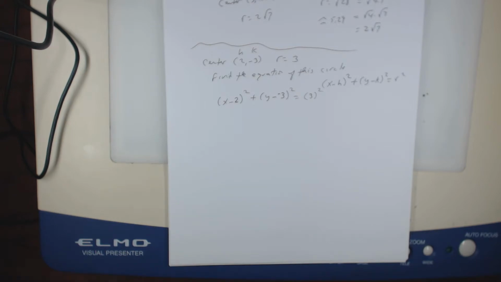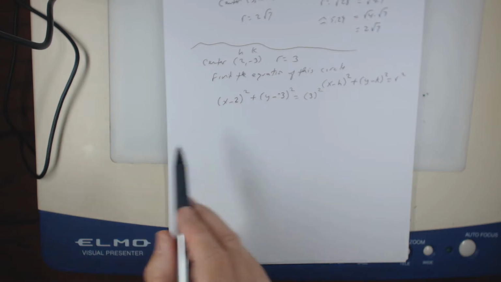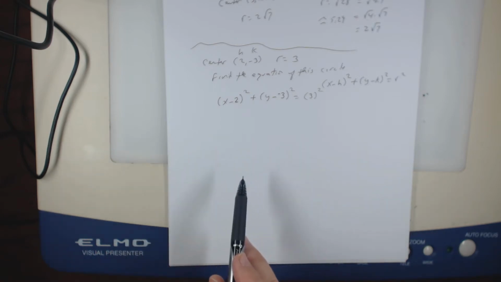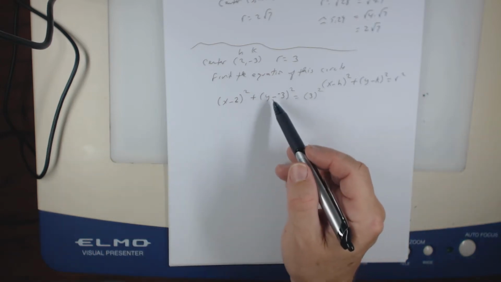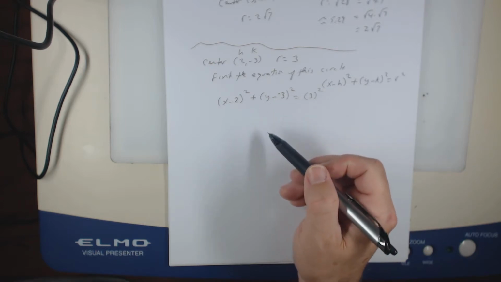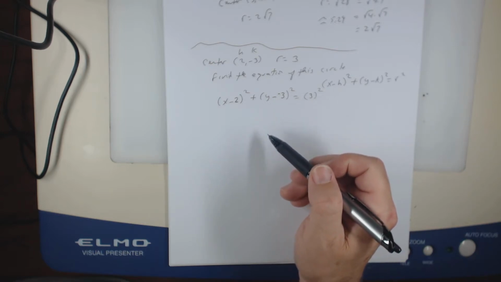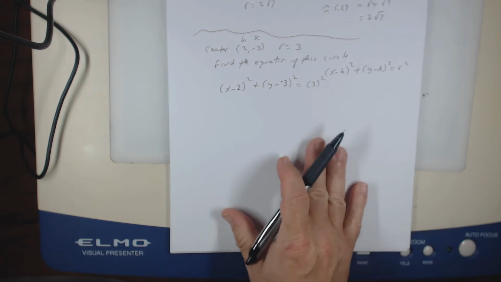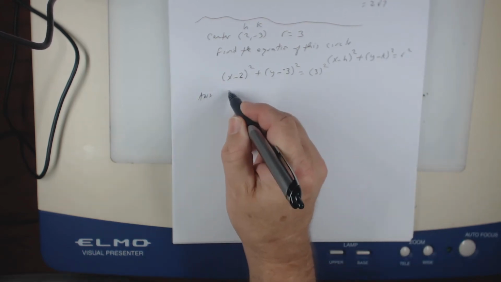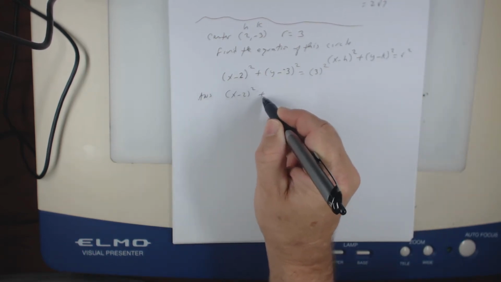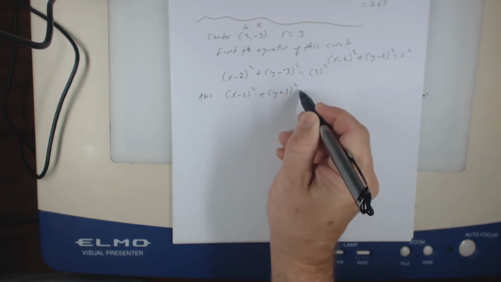Now 3 squared is what? 9. Okay, now don't leave your answer like this. I expect you to simplify this. So I expect you to tell me that subtracting negative 3 is what? Plus 3. Y plus 3. So this is your answer. (x minus 2) squared plus (y plus 3) squared equals 9.